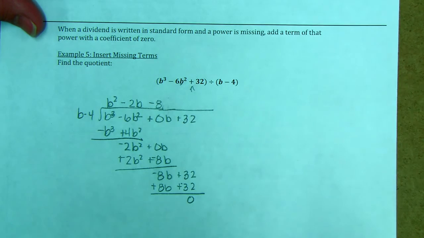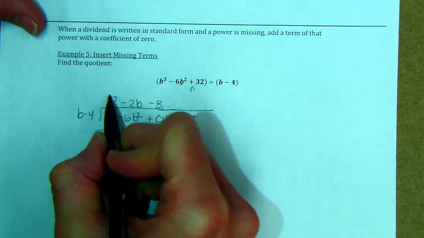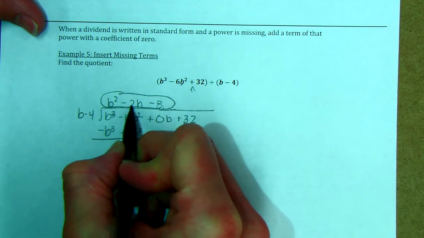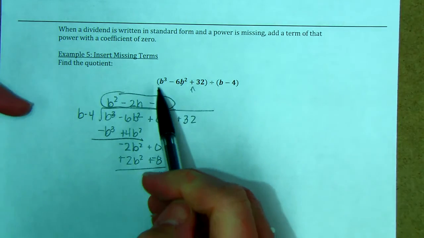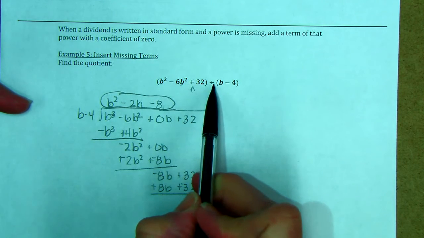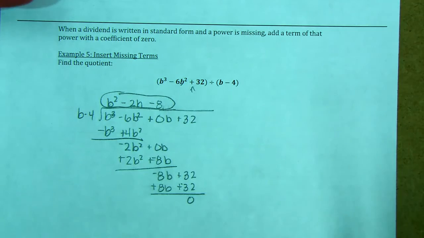So if you have a polynomial with a missing term, like maybe you're missing your b squared, or maybe you're missing a b, just place it in there with a 0 coefficient and do long division as normal.